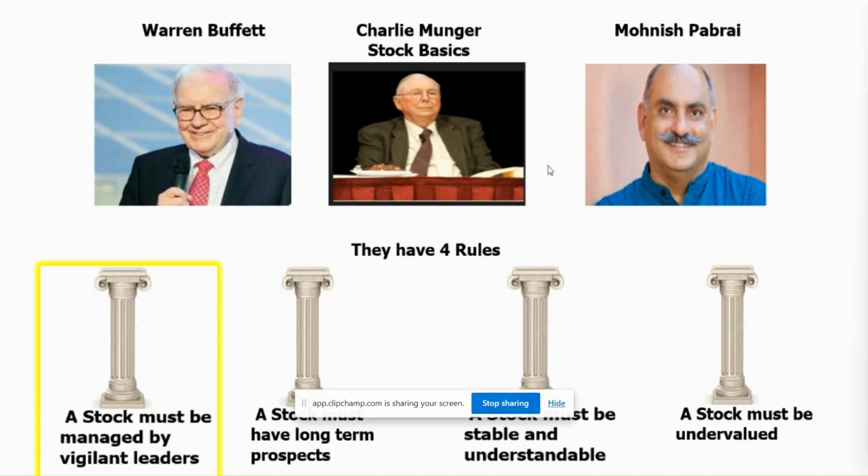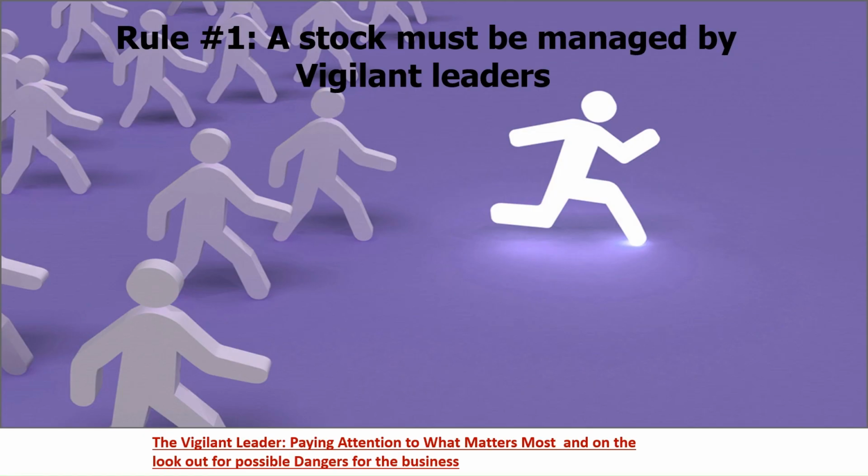So let's get started. As you learned in the very short lesson previous to this one, which is chapter 18, these are the 4 rules, and the one that we are going to focus on for this lesson is: a stock must be managed by vigilant leaders. So what does the word vigilant mean? The word vigilant means to be carefully observant or attentive, on the lookout for possible danger. So if you have a company that's managed by a person who is vigilant, that person is constantly looking for what could go wrong with the business, and that person is protecting the business from those potential dangers.